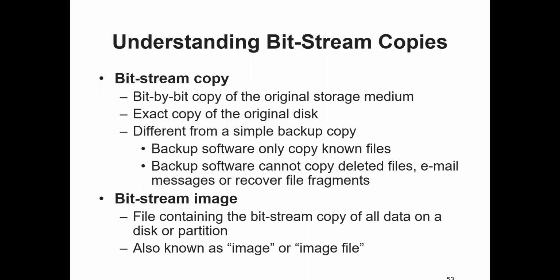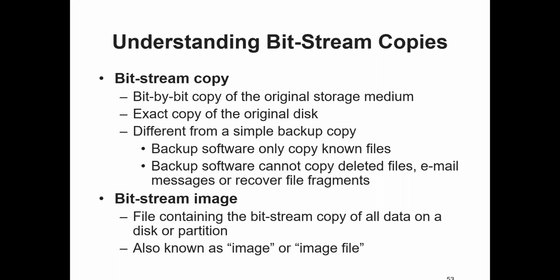Next, about the copies that we are going to make in the acquisition process. We call them bitstream copies because they're in zeros and ones. That is the format that is saved on hard drive storage devices. A bit-by-bit copy of the original storage media, exact copies of original disks, different from simple backup copies. Some appear with one file extension, others appear as .raw. We shall see different formats in which we can save this information in the acquisition process.